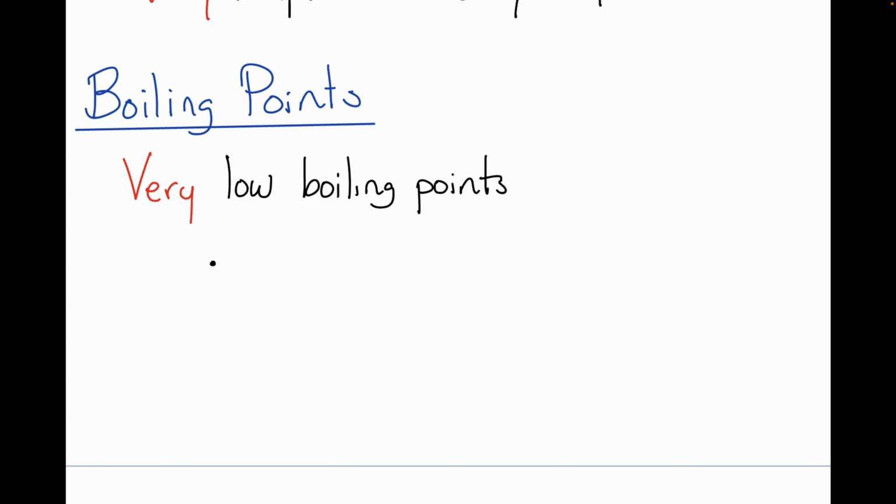All right. In fact, alkanes with number of carbons less than or equal to 4 are actually gases at room temperature. So if it's a gas at room temperature, what does that mean about its boiling point? It means that its boiling point is lower than room temperature, right? So very, very low boiling point.